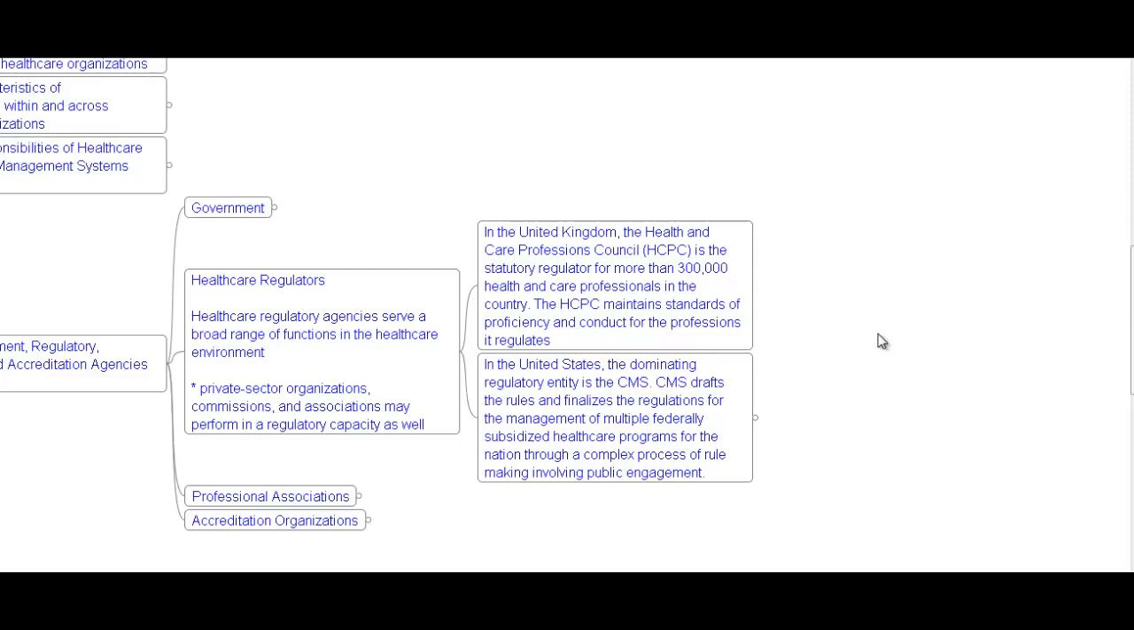In the United Kingdom, the Health and Care Professions Council (HCPC) is the statutory regulator of more than 300,000 healthcare professionals in the country. HCPC maintains standards of proficiency and conduct for the professions it regulates. In the United States, the dominating regulatory entity is CMS. CMS drafts the rules and finalizes the regulations for the management of multiple federally subsidized healthcare programs for the nation through a complex process of rule making involving public engagement.